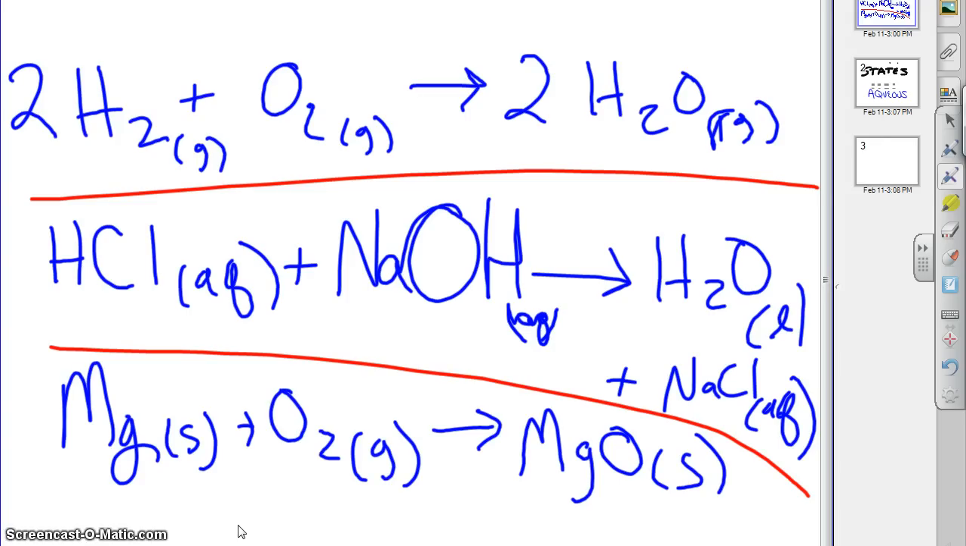Now, what state you should put depends on what's going on. Generally, right now, I'm not asking you to predict what state they'll be in. There are times for that, but for now we just need to recognize them and be able to write them down if we're told.